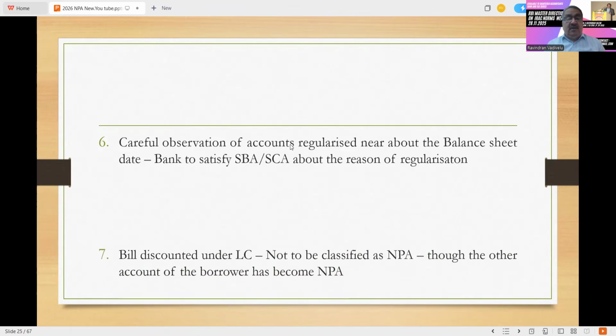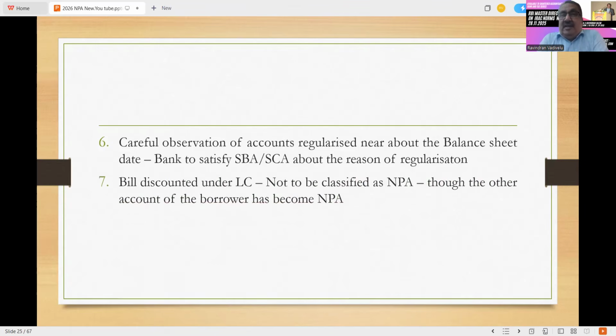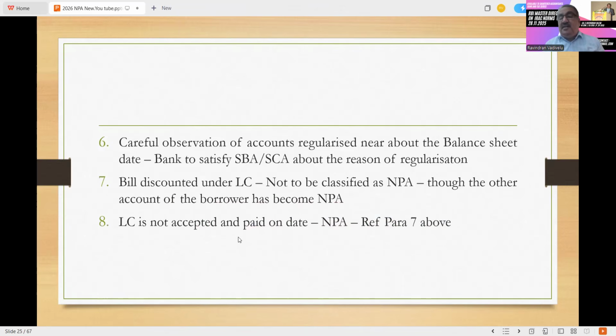Next point, this is also another important thing. The NPA has to be calculated based on the borrower-wise concept and not on the facility-wise concept. But here, a bill is discounted under LC and the borrower has got the amount from that bill discounting. If that is the case, if any loan is received by the borrower through bill discounting under LC, it should not be classified as NPA, even though his other limits have become NPA. This is another very interesting observation they have given. And another thing, if the LC is not accepted, then the regular norms of NPA are applicable.